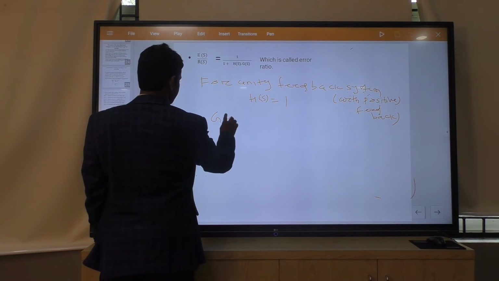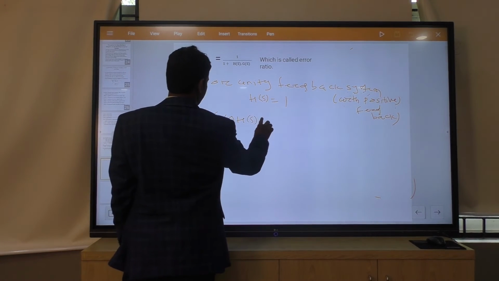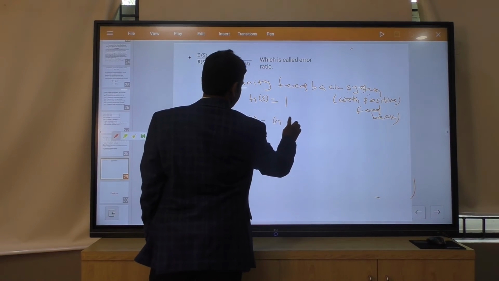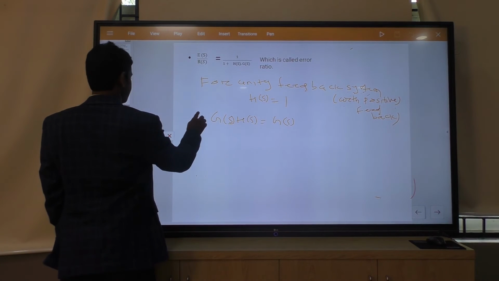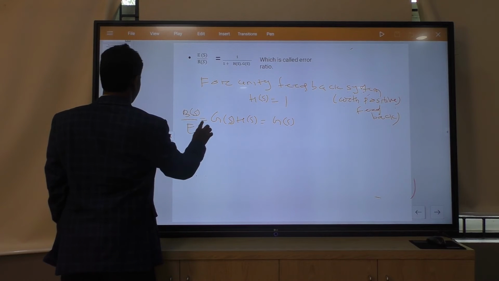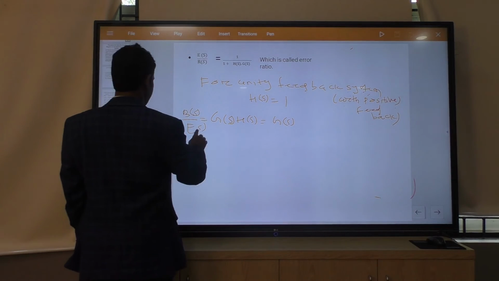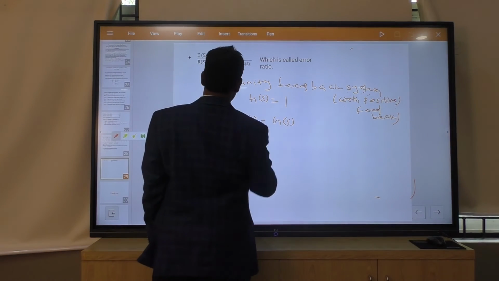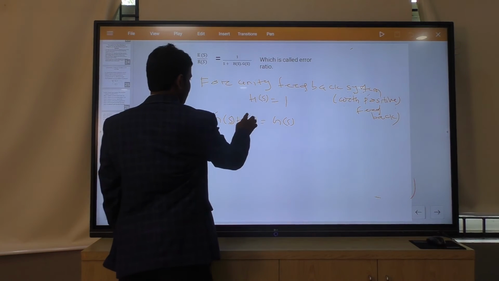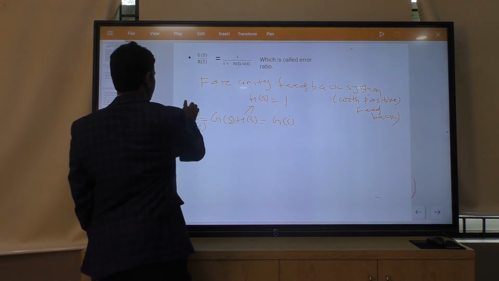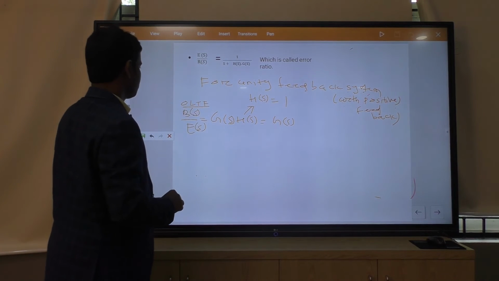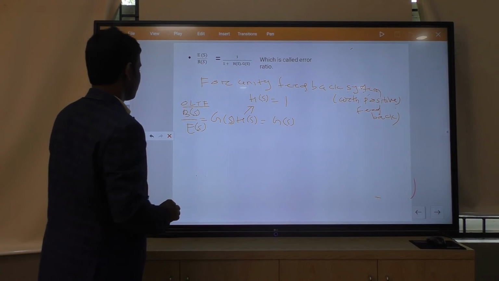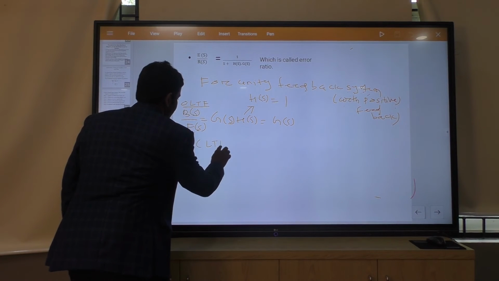It is GSHS, but the HS value is 1, so only GS. This is equal to BS by ES, which is the open loop transfer function value, only GS, because the HS value is 1. So the open loop transfer function is only GS. Okay, so what is the closed loop transfer function?